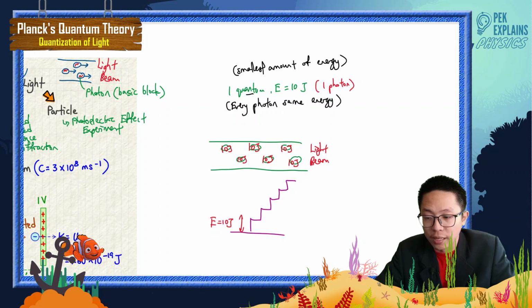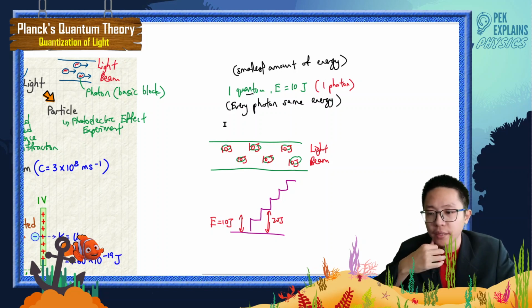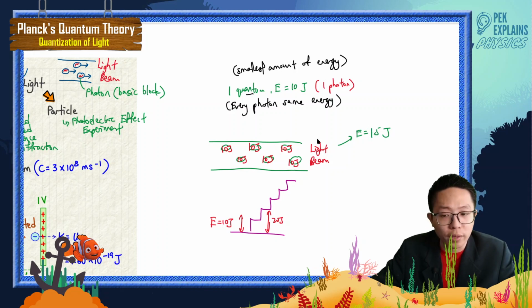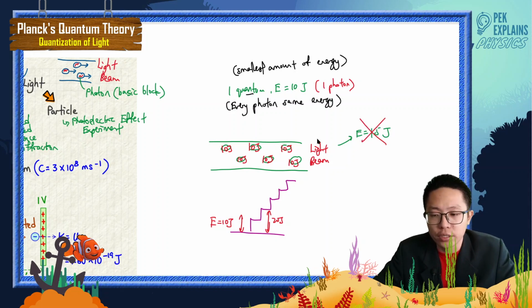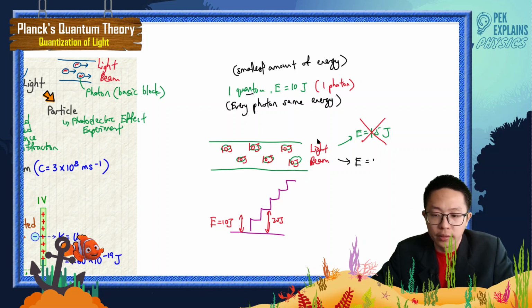Later on, in the light you can have 20 joule, 30 joule, and 40 joule, and so on. The smallest amount of energy is one quantum, which is 10 joule, for example. So you cannot find light with energy 15 joule. Impossible. If one quantum is 10 joule, you can only find light with 10 joule, 20 joule, 30 joule, 40 joule.